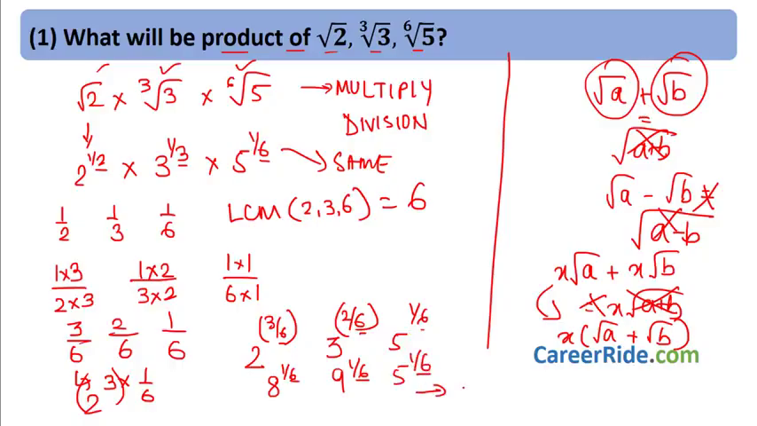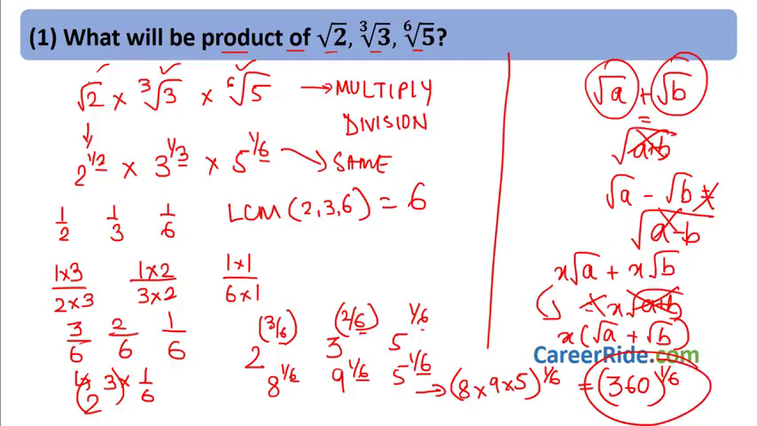So what can we do over here? 8 into 9 into 5, the whole raised to 1 by 6. That would give us 360 raised to 1 by 6. This is the answer. Just make the surds the same and common, then you can multiply directly. Remember the tip.